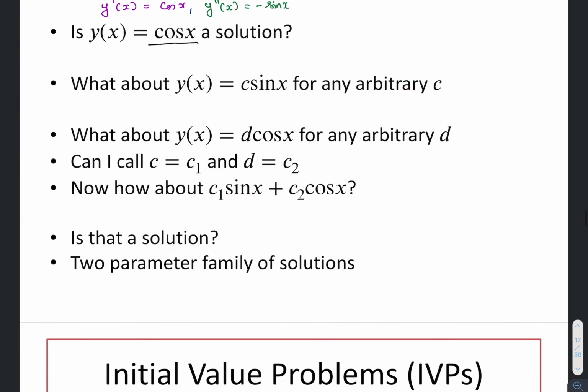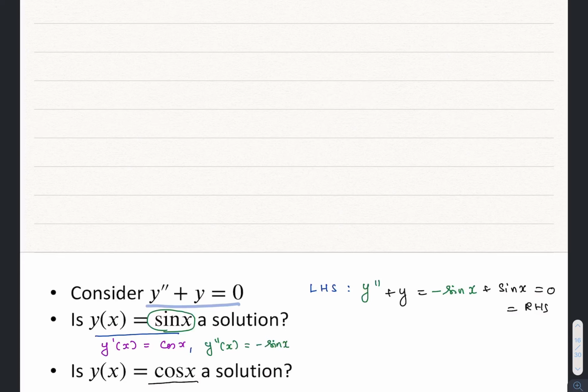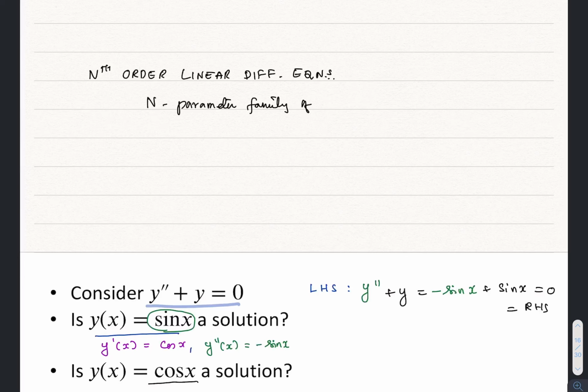So we call this a two-parameter family of solutions. In general, by the way, when you have nth order linear differential equations, you will have an n parameter family of solutions.